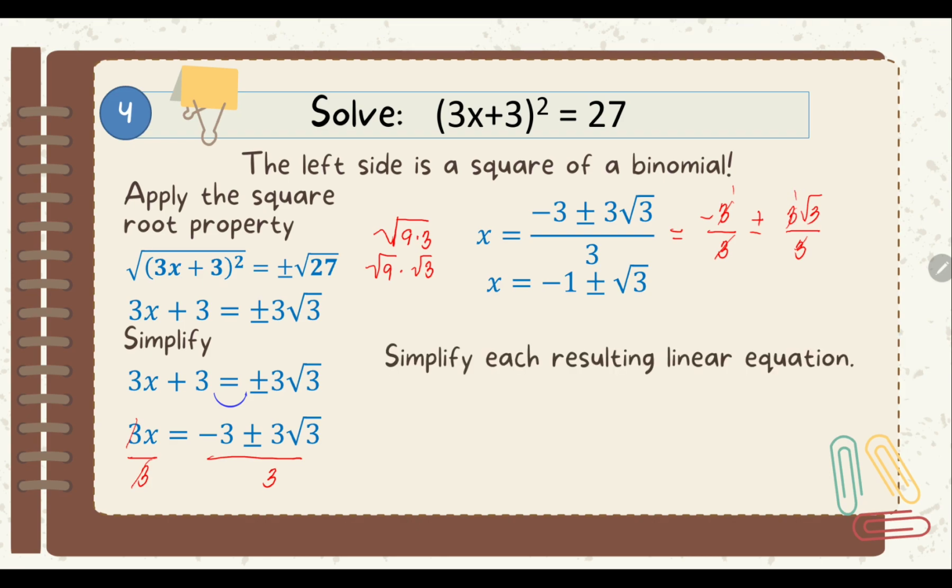Thus, we can again separate and simplify each resulting linear equation, starting with the first, x sub 1, where we consider the positive: -1 plus the square root of 3. And the other, x sub 2, is -1 minus the square root of 3. Of course, we can no longer simplify that because one is a radical and the other is an integer. Thus, we have the two values of x: -1 plus the square root of 3 and -1 minus the square root of 3.